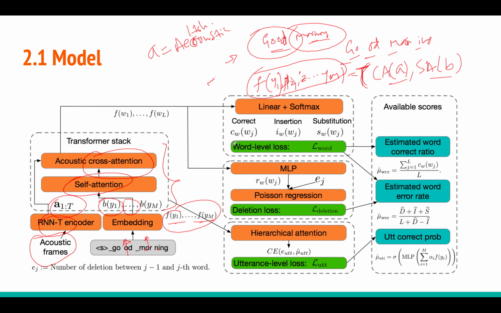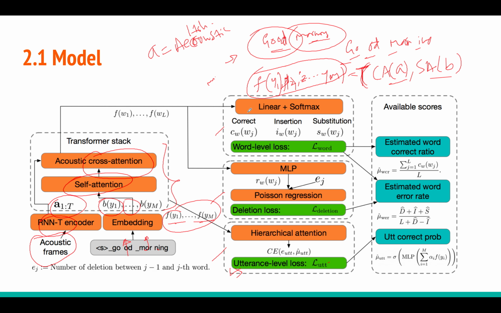Now we'll come to the real deal, which is the real idea of this paper. There are 3 different modules here. This module provides something called word level loss. We'll understand what that is in the coming slide. Then the second module provides something called deletion loss, and the last one provides something called utterance level loss. L utt, L deletion, and L word, right?